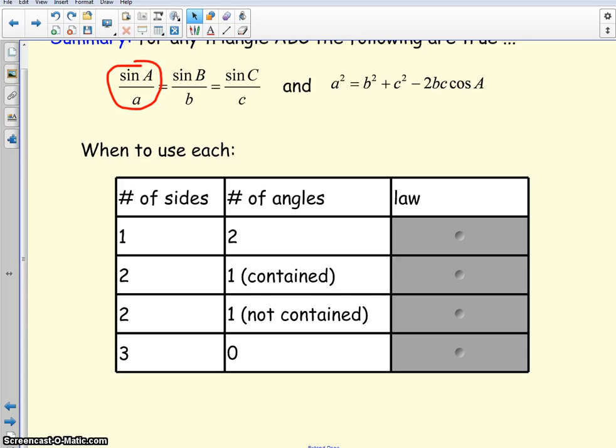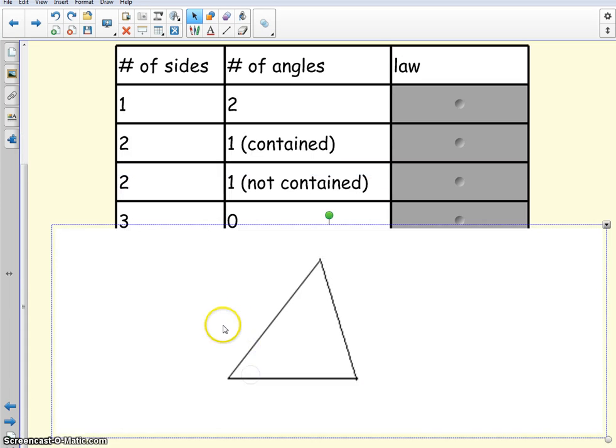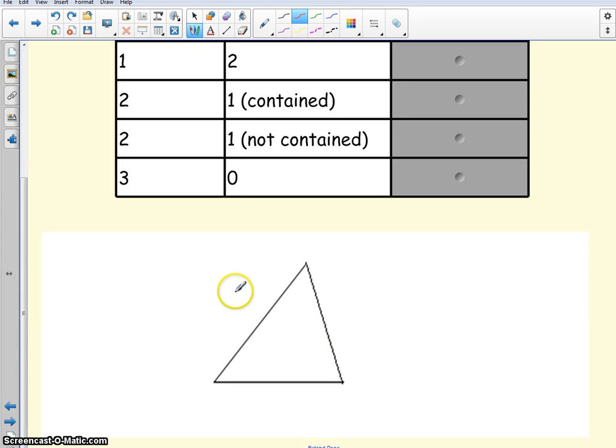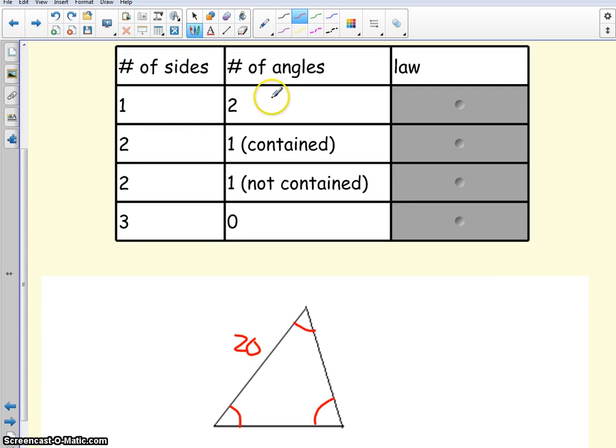So first off, if you're given one side and two angles, here's a triangle right here. Let's pick a side that we're going to be given here. Let's say I have this one, and it's going to be 20. And let's say I'm given any two angles, this one and this one. If I know these two angles, well, the fact that all three angles in a triangle add up to 180 means I could find out this one. So if I'm given one side and two angles, I'm technically being given all three angles.